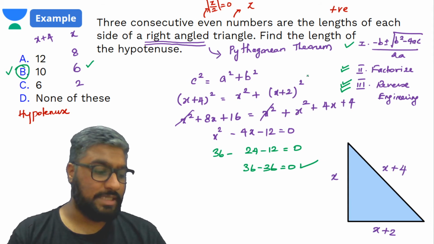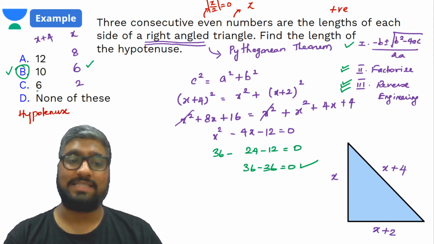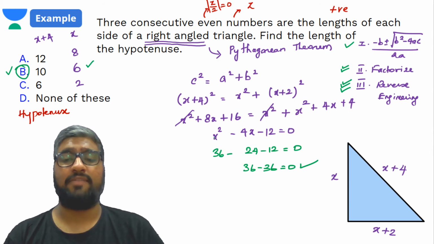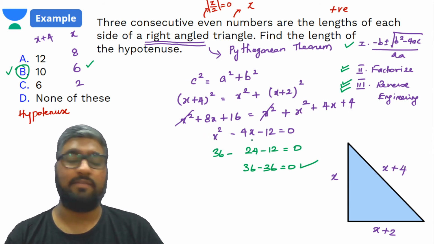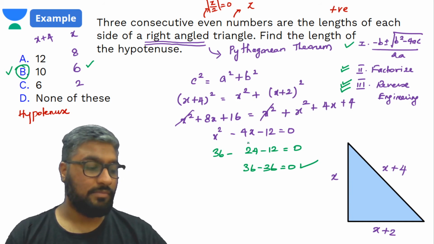Shreya, not option C. No, no, no, not option C. Option C says the hypotenuse is 6, which means the length of the smaller side would be 2. If I substitute 2 here, I get a negative value. No, that's wrong. Yes, got it.